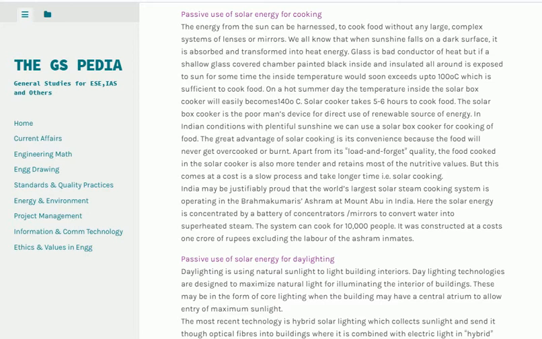India may be justifiably proud that the world's largest solar steam cooking system is operating in the Brahma Kumaris ashram at Mount Abu in India. Here the solar energy is concentrated by a battery of concentrators/mirrors to convert water into superheated steam. The system can cook for 10,000 people. It was constructed at a cost of 1 crore of rupees, excluding the labor of the ashram inmates.